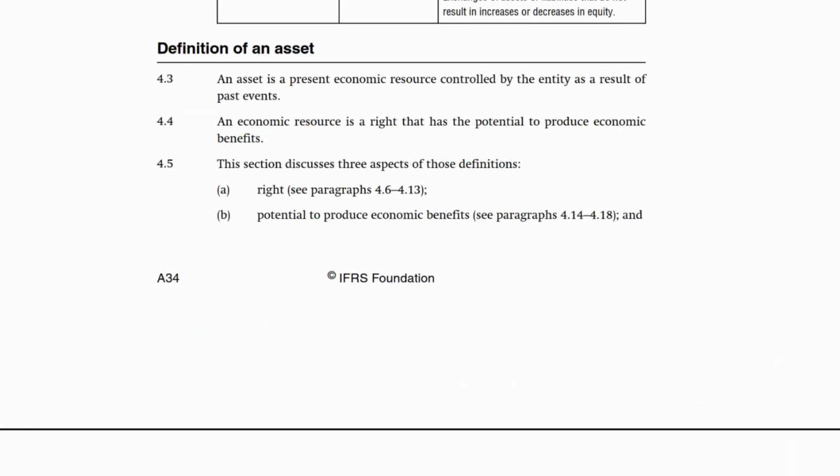Well, let's have a look at the framework to the financial reporting standards, where we've got a definition of an asset. It tells us that an asset is a present economic resource controlled by the entity as a result of past events. And it further explains that an economic resource is a right that has the potential to produce economic benefits. In other words, we're going to be earning some money in the future. So this asset is a resource for us because we're going to earn money from it.